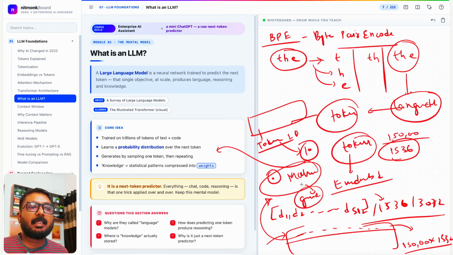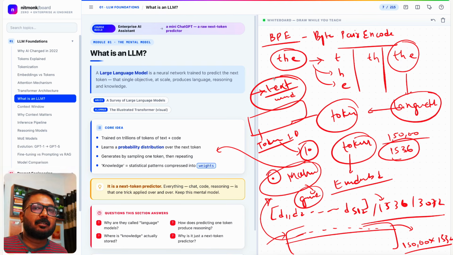Everything is related, and all these embeddings are generated on the basis of text and word relationships, after reading millions and millions of sentences from dictionaries and books, right? That's how everything has been built in an LLM. So now I hope you are getting my point. It is trained on trillions of tokens.